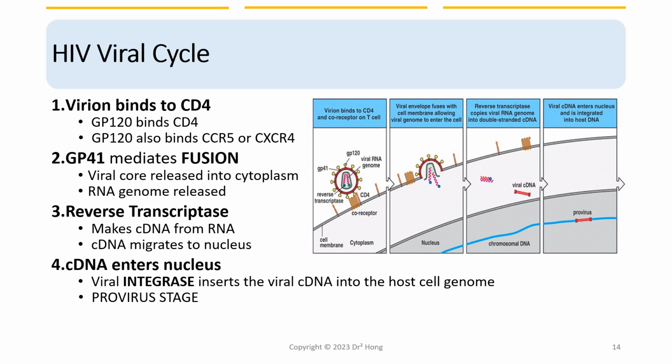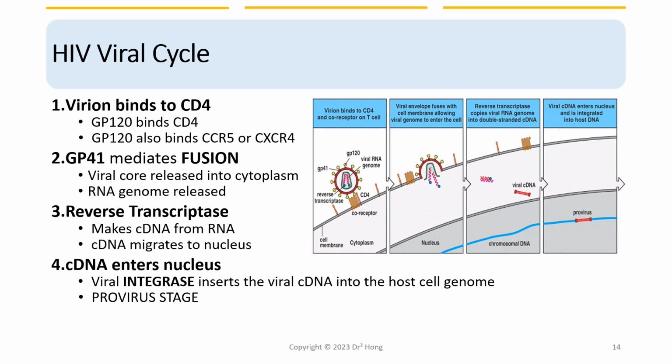Now let's look at the HIV viral cycle in great detail. The HIV infection begins with the binding of the virion to the CD4 receptor on target cells. The GP120 glycoprotein on the virion binds to the CD4 receptor as well as to the co-receptor CCR5 or CXCR4. The GP41 glycoprotein then mediates fusion of the viral envelope with the plasma membrane of the host cell, releasing the viral core into the cytoplasm and releasing the RNA genome.